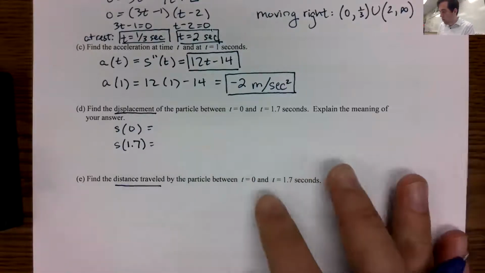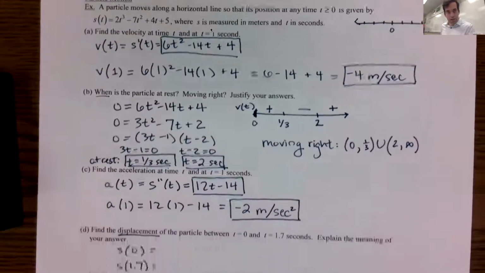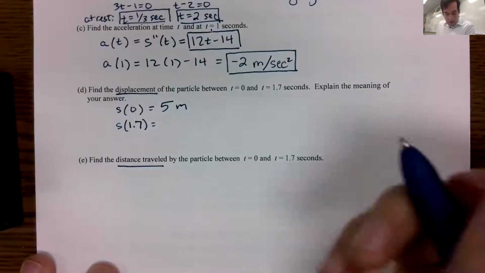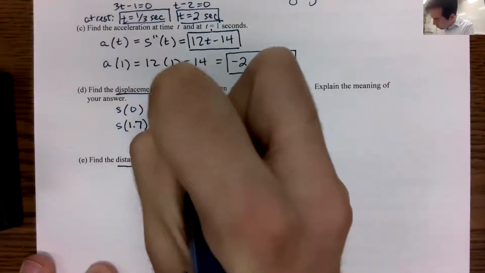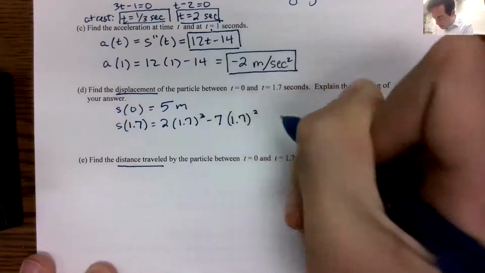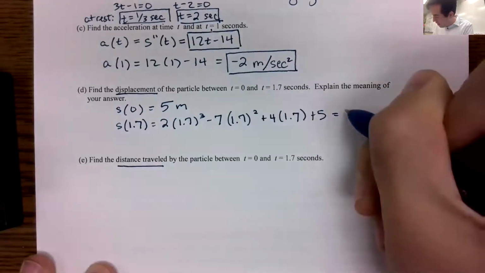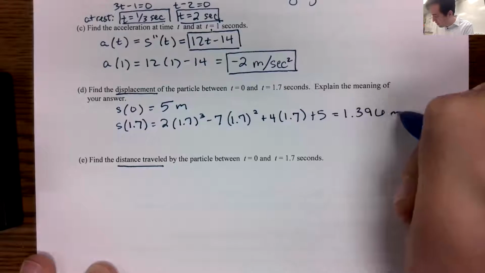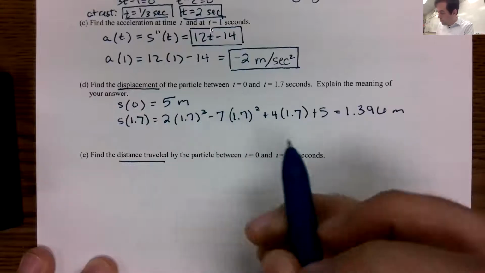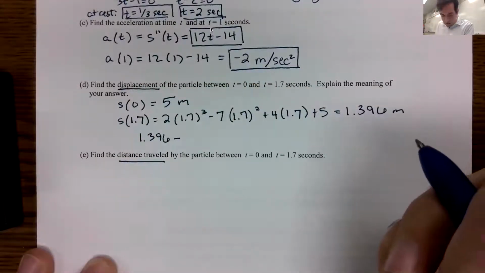So if we plug in 0 for the original position function, which is way back up in the given question, everything's going to cancel out except for the 5. And this is in meters. And if I plug in 1.7, I'll do that really quickly here. We're going to get 1.396 if we multiply that all out. And so what we do to find the displacement is we start with the original and we subtract the new position.